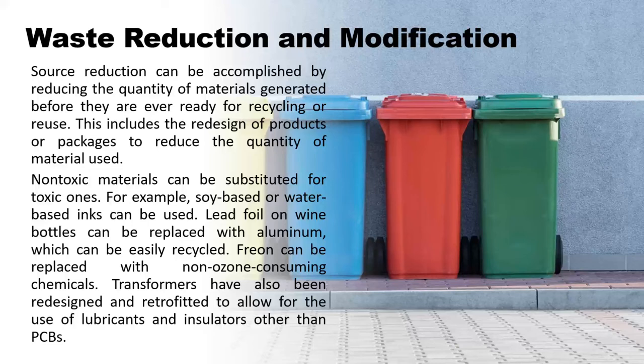Lead foil on wine bottles can be replaced with aluminum, which can be easily recycled. Freon can be replaced with non-ozone-depleting chemicals, and transformers have also been redesigned and retrofitted to allow for the use of lubricants and insulators other than PCBs. For example, in 1977, the mass of a 2-liter soft drink bottle was originally 68 grams. Today, the same size bottle has a mass of only 51 grams.